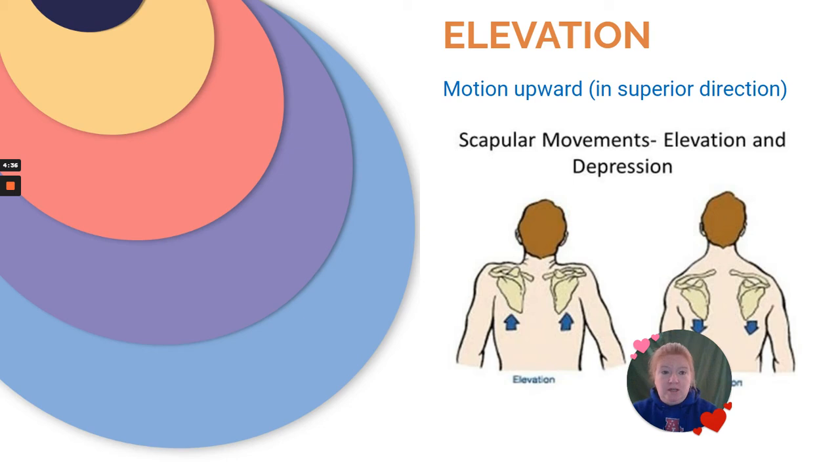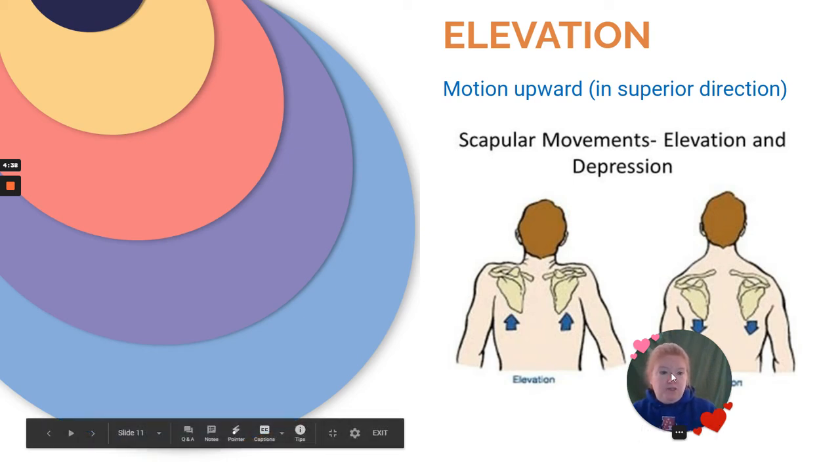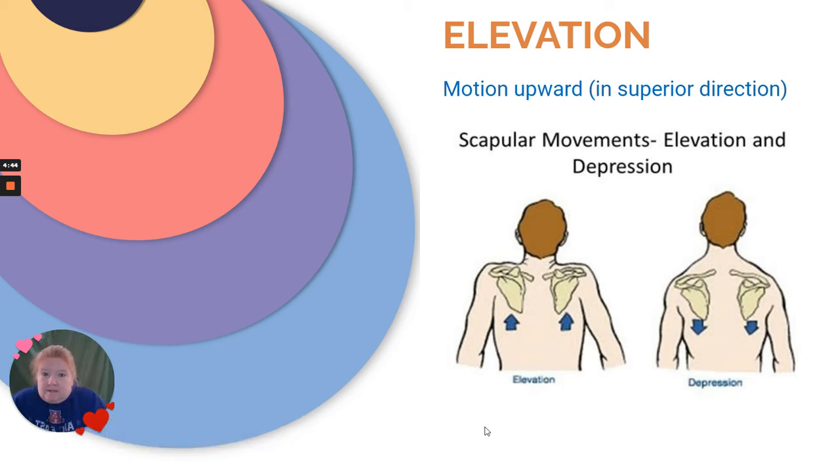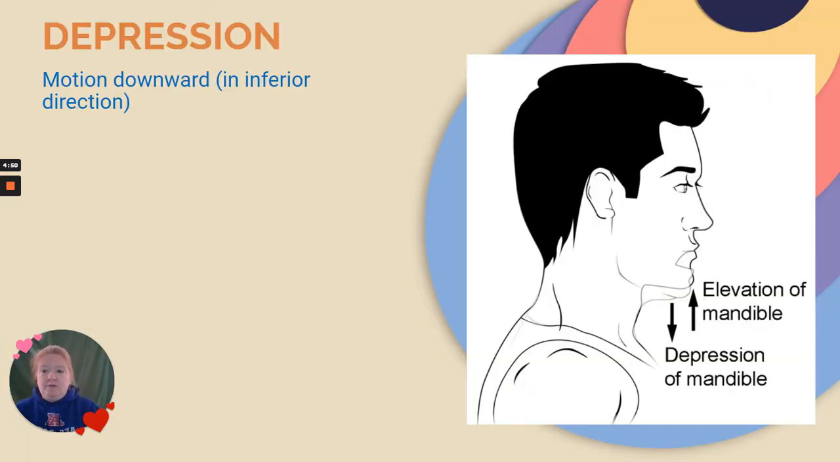So elevation, it's motion upward in a superior direction. So this. Okay, that's with your scapula. Elevation. Depression is moving downward, so shoulders down. Also, it's possible with your mandible, so depression. Elevation. Depression. Elevation. Depression.